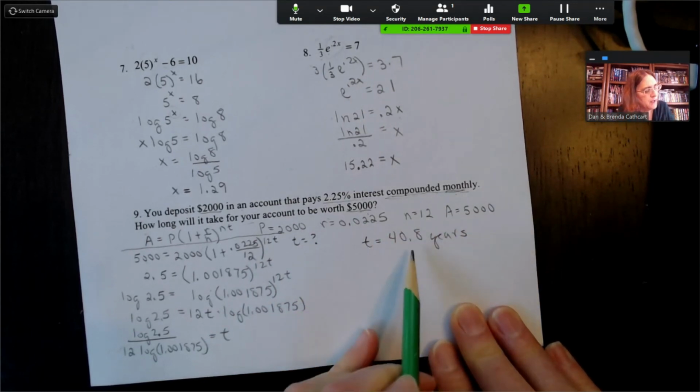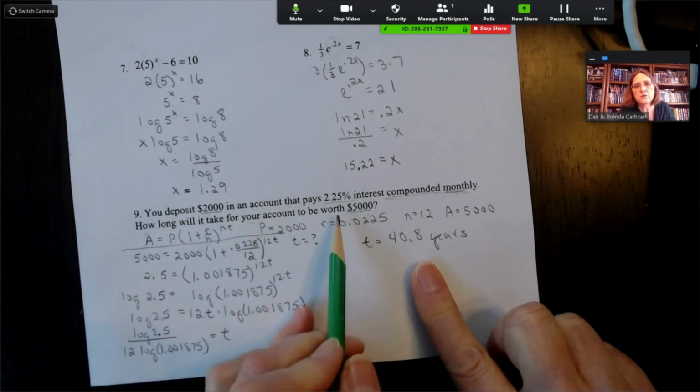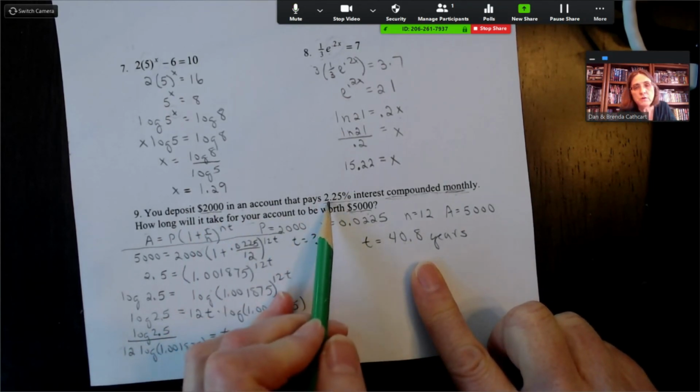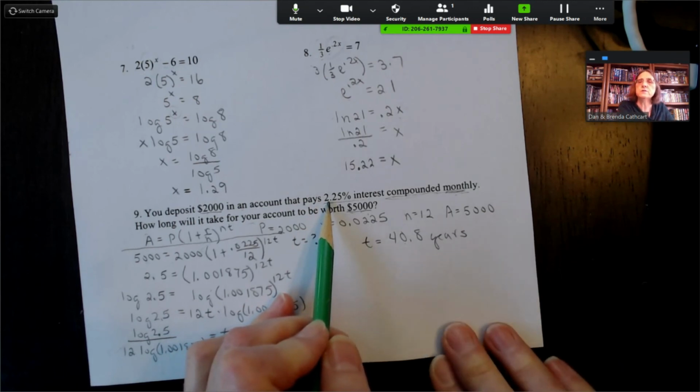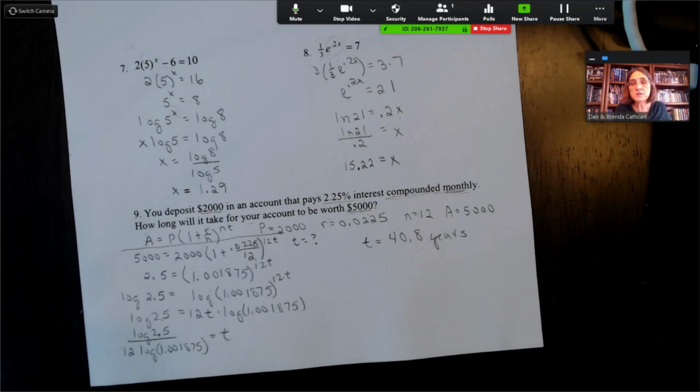It's going to take almost 41 years for $2,000 to grow to $5,000 when the interest rate is 2.25% compounded monthly. Okay, that's solving exponential equations.